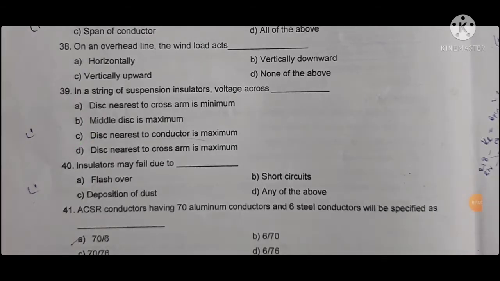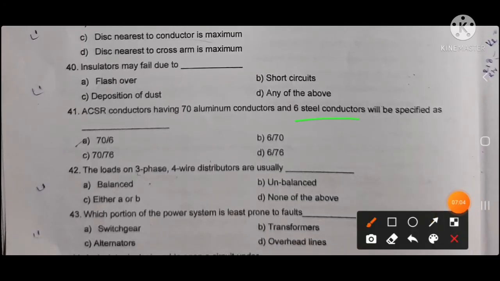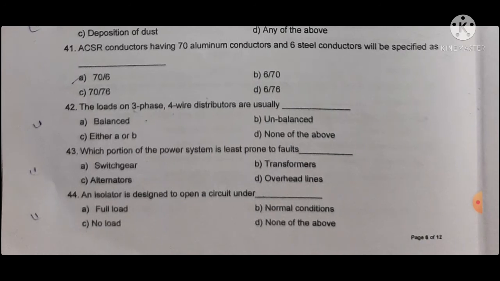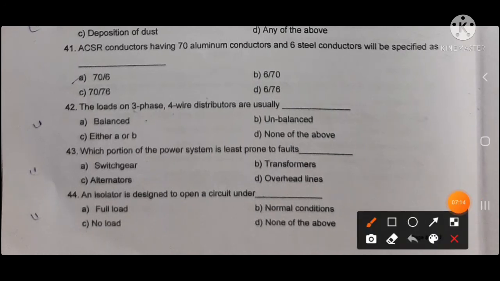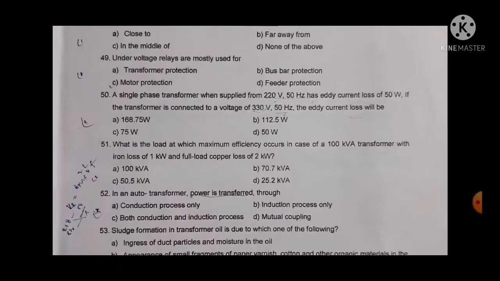Next, an ACSR conductor having 70 aluminum conductors and 6 steel conductors will be specified as 70 upon 6. The loads on a 3-phase four-wire distributor are usually unbalanced, due to the neutral being present. Which portion of the power system is least prone to fault? This is the alternator. An isolator is designed to open a circuit under no load, so an isolator is also called an offload switch.